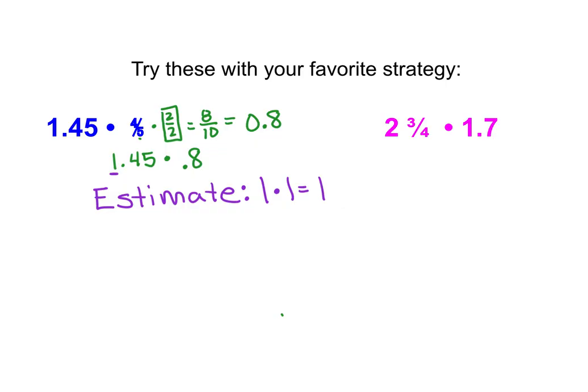Now I want you to just take the time to do this any way you want. Either set it up as a generic rectangle or standard algorithm. And remember, our new equation would be 145 times 8, because you have to pull the decimals out, and then we'll put them in after. Go ahead and try this.